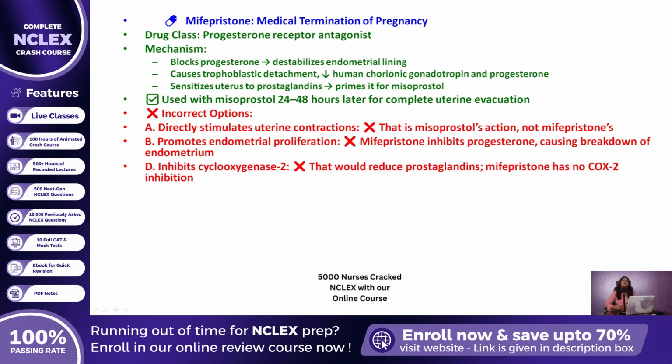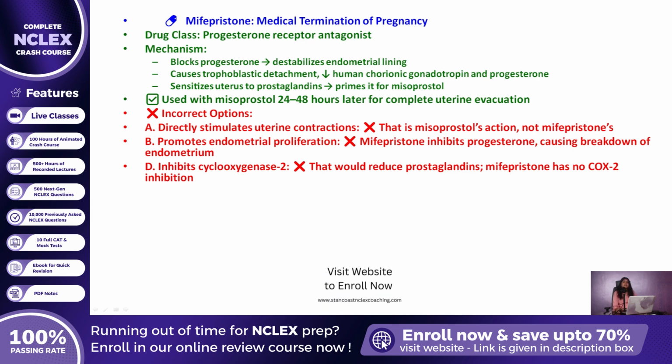Option D, inhibits cyclooxygenase 2 to reduce prostaglandin synthesis, is also incorrect. In fact, that action would do the opposite of what is needed. Non-steroidal anti-inflammatory drugs that inhibit cyclooxygenase would reduce uterine contractility, not enhance it. Mifepristone's mechanism is unrelated to cyclooxygenase inhibition.